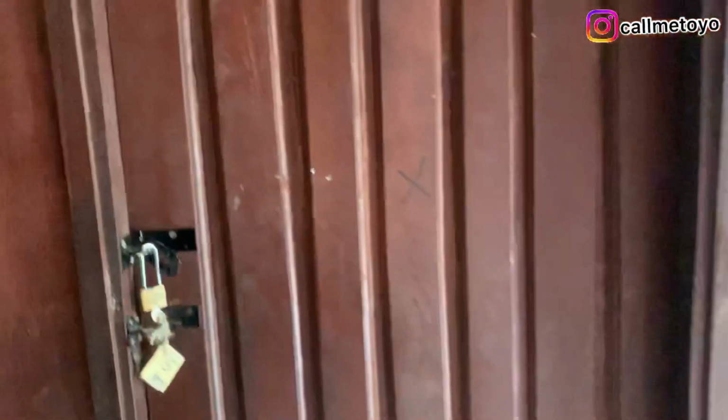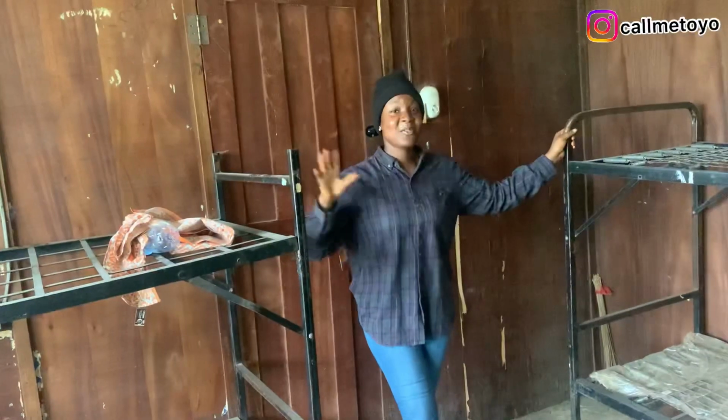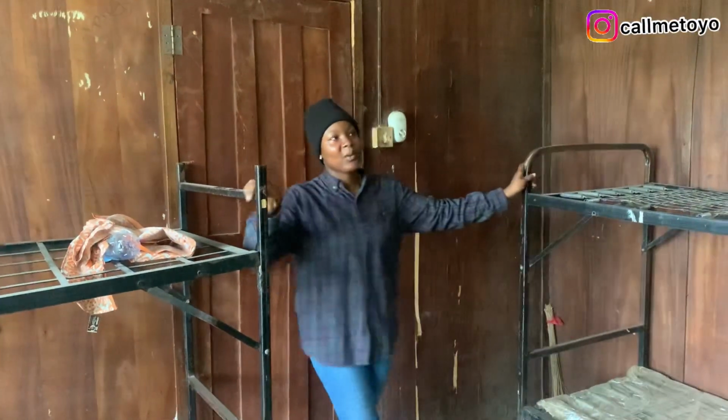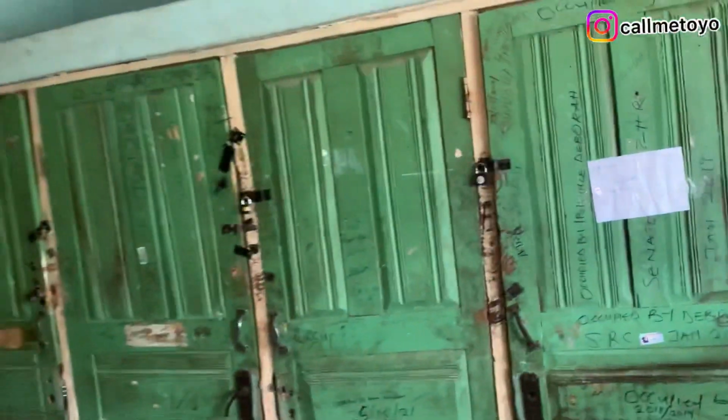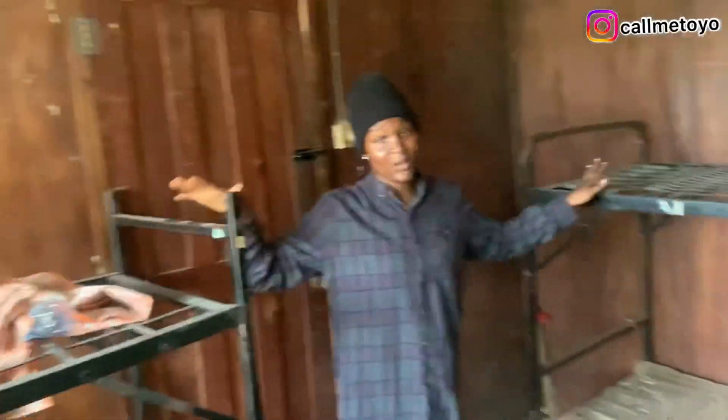I think, okay, this one is a wardrobe room. Let's try and enter this one. This is a wardrobe room. It has 4 wardrobes. But the bad thing there is that there are 6 people that will occupy the room.